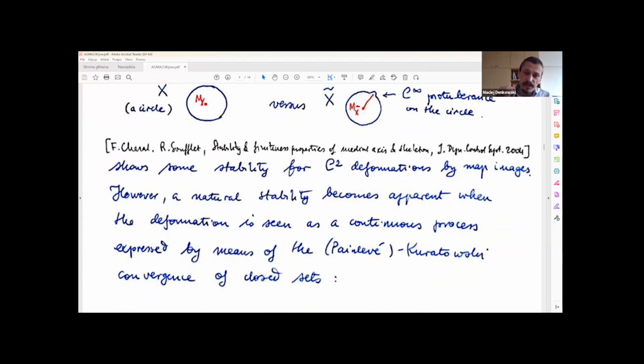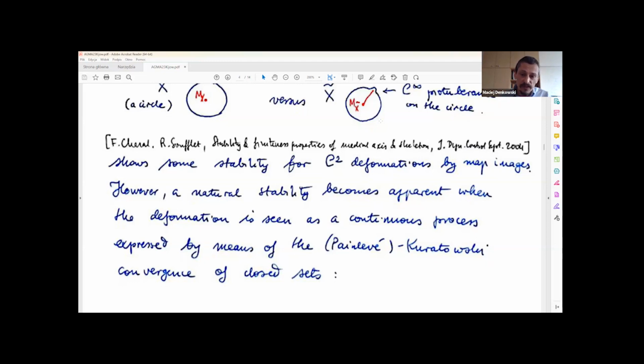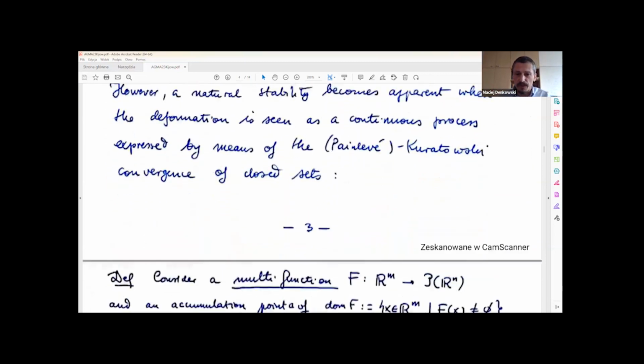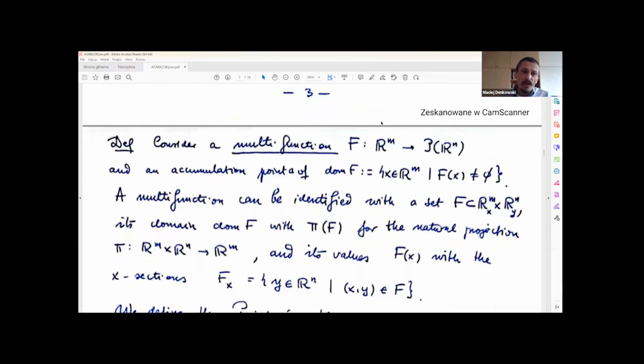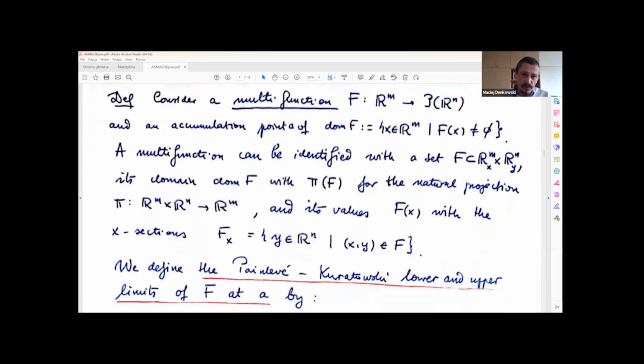If you see instead the deformation as a continuous process, then you can extract some kind of stability of the medial axis, which may seem strange, but when you think really of the deformation as a continuous process, you will see that there is a stability, and the best way to express this is to use the so-called Painlevé-Kuratowski convergence of closed sets, which is known and used in particular in optimal control, for instance. So let us define this notion.